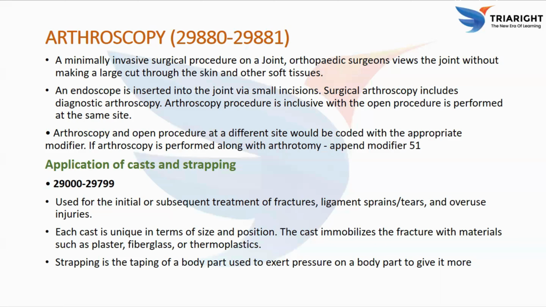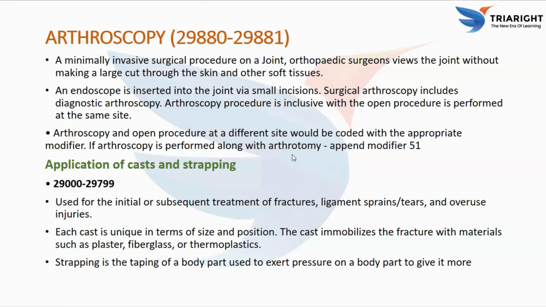And what about arthroscopy and an open procedure? At the same site, arthroscopy is included in an open procedure, so do not code it separately. For example, if an arthroscopy plus open meniscus repair is done on the same knee, you code only the open approach. When it's a different site, you code them together. Arthroscopy and an open procedure can be coded together when it is a different site. You have to use the appropriate modifier, which is usually 59.